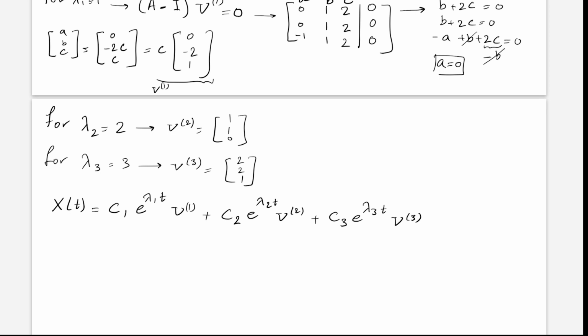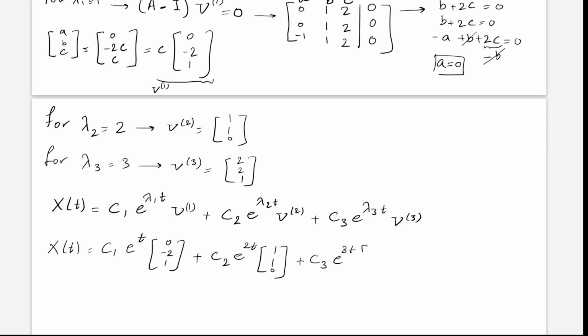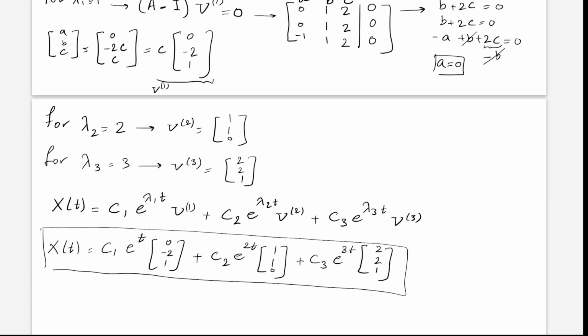Now if we plug them in, our general solution will be c1 e to the t times v1, which was (0, -2, 1), plus c2 e to the 2t times v2, which is (1, 1, 0), plus c3 e to the 3t times (2, 2, 1). So this is the final answer.